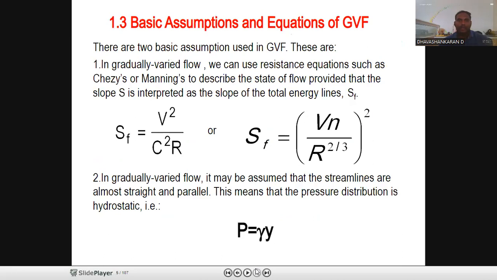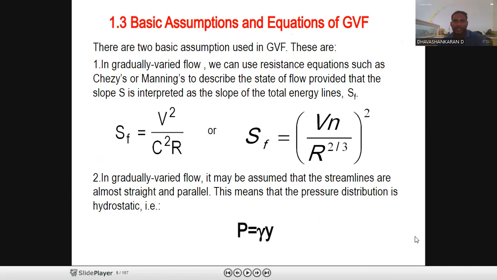Okay. Next topic is basic assumptions and equation for the gradually varied flow. The gradually varied flow equation arrives from Manning's formula: velocity V equals 1 by n into R power 2 by 3 into S power 1 by 2. So this is the common formula for Manning's formula, and from that Manning formula we arrive at the SF value.